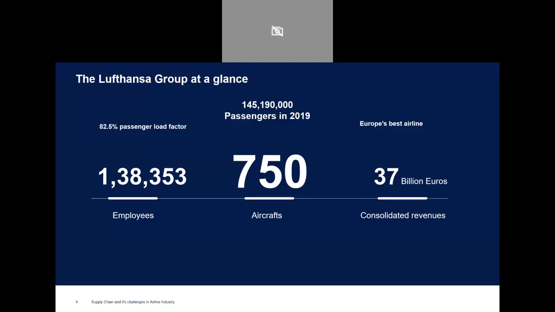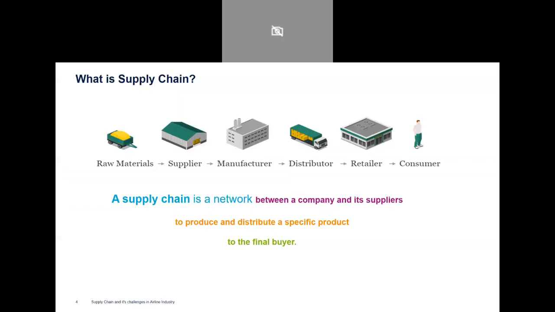Okay, so now moving to the next slide, supply chain. Now let's get into the topic. What is supply chain? Let me start from the picture on top. You could see it starts from raw materials, moves to the supplier, then to a manufacturer, and then a product is produced by the manufacturer, then it moves to the distributor, and then it comes to the retailer. Retailers are nothing but the supermarkets, or showrooms in terms of the automobile industry, and finally us, the consumer.